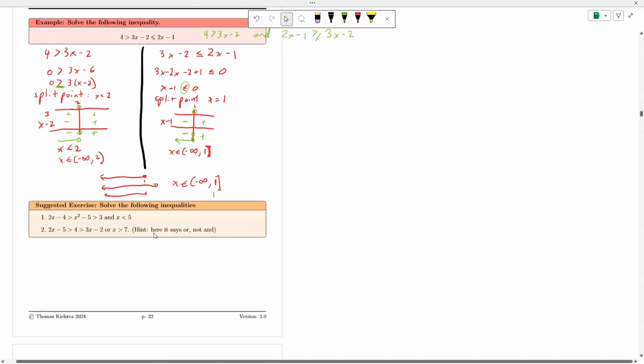I encourage you to practice the following exercises. Try to satisfy these two inequalities.